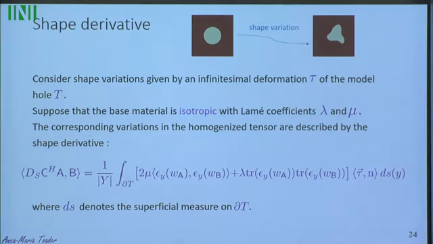About the shape derivative, I will not insist. This is the formula we are using here that we deduced. And this formula is valid for A and B, any matrices in strain matrices, so symmetric matrices. Note that this formula states for a base material which is isotropic with Lamé coefficients lambda and mu.